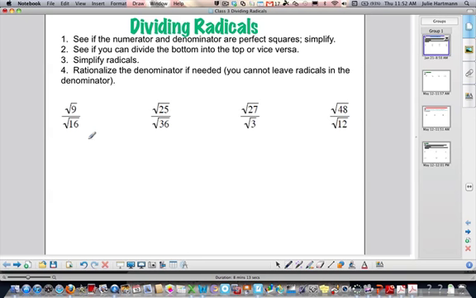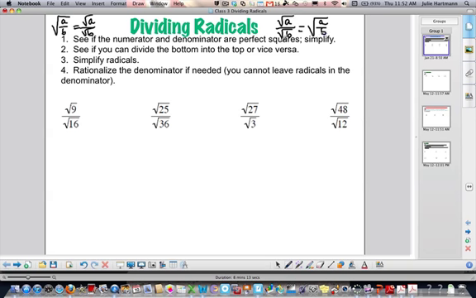Dividing radicals. There are lots of different ways to look at it when you're dividing. What I mean by that is, if you have the square root of a over b, you can look at that as the square root of a over the square root of b. And likewise, if you're given the square root of a over the square root of b, you can combine that to be the square root of a over b.